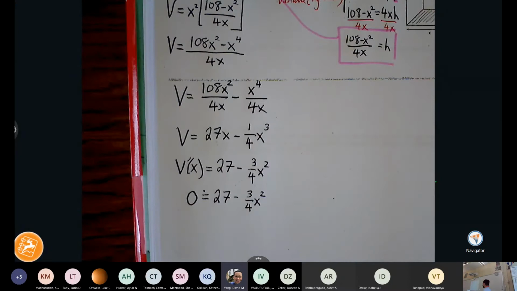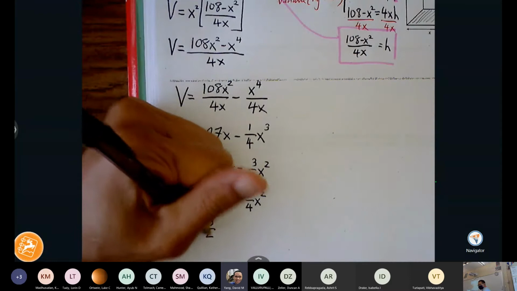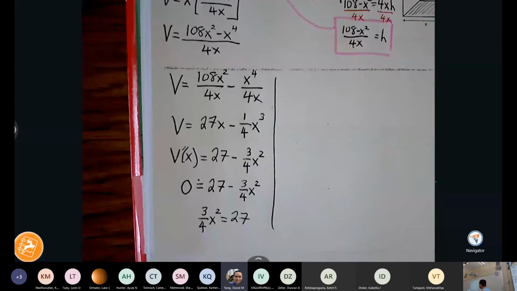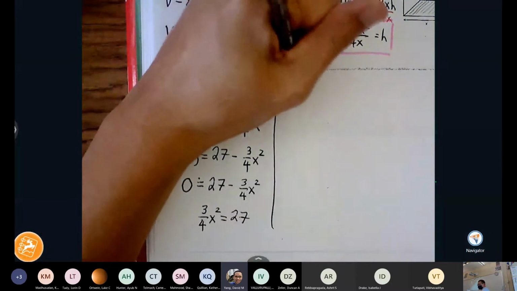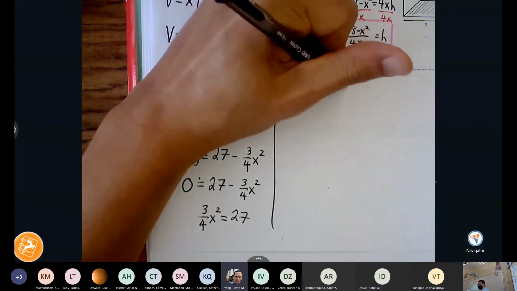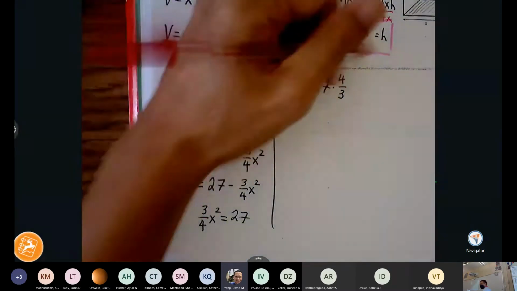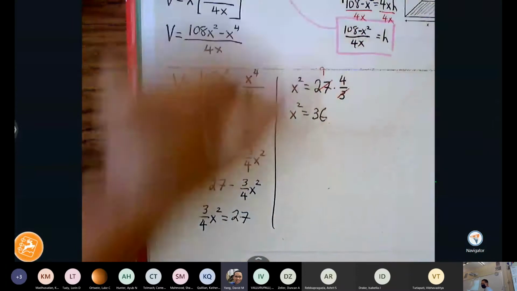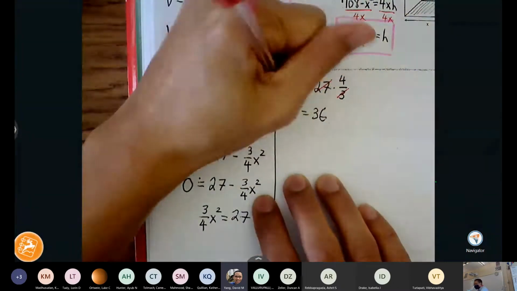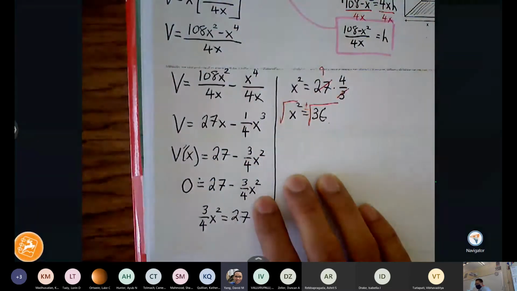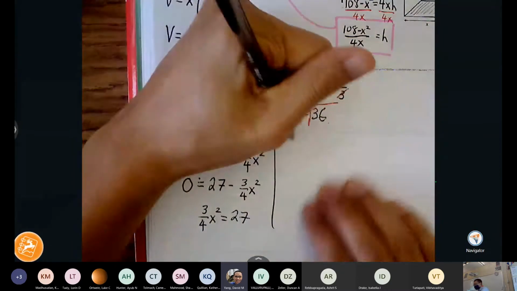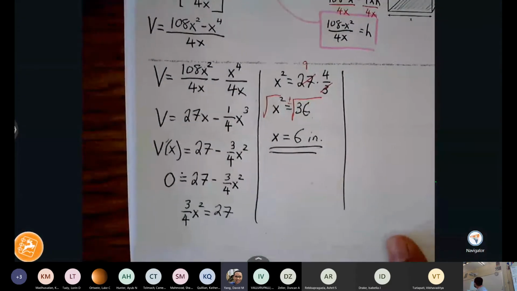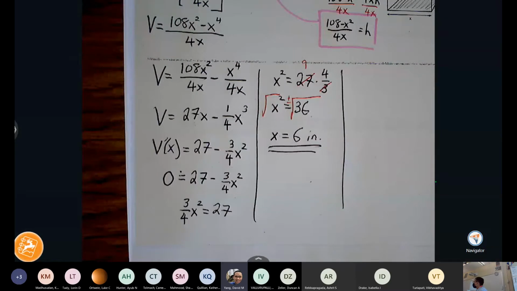So now we just solve for x. Basically, just like finding a critical point. Divide by 3/4, the same thing as multiplying by the reciprocal, so 27 times 4/3. Multiply 9 times 4, which is 36. Take the square root. Plus or minus is going to be involved. However, we're talking about dimension here, right? So negative is not going to make sense. So we're only going to keep the 6, positive 6. Okay, questions so far?